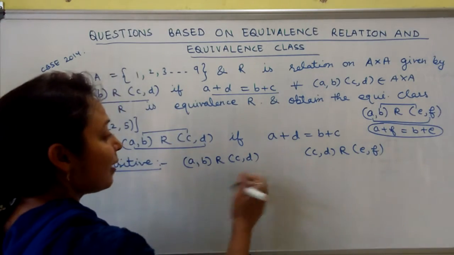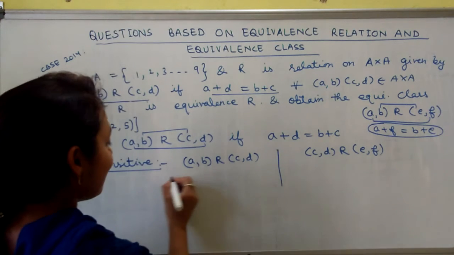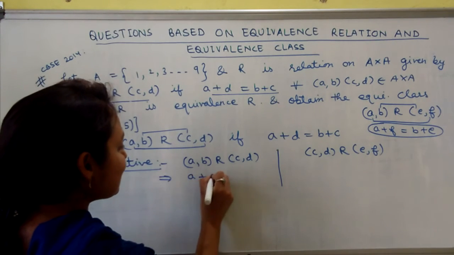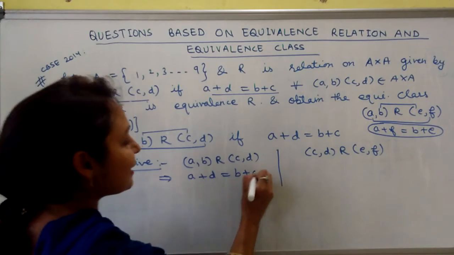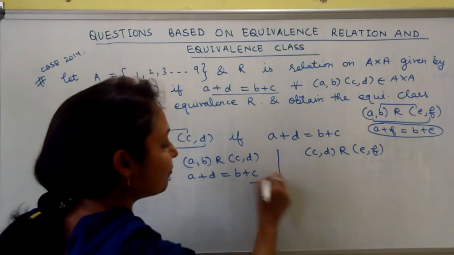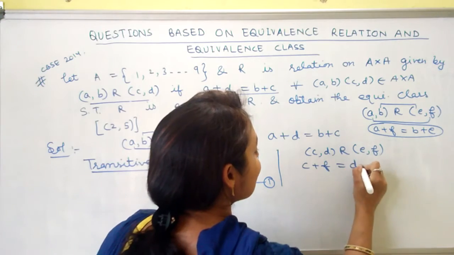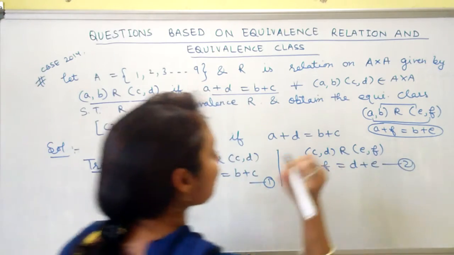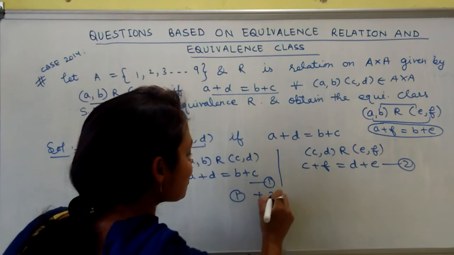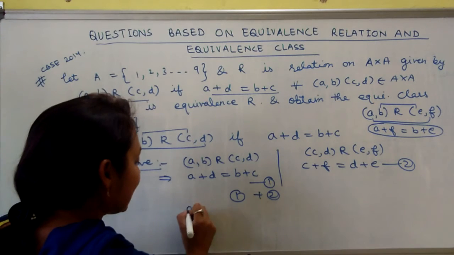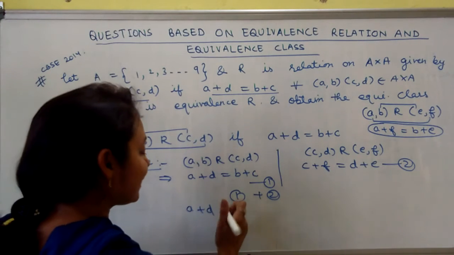Okay, come to the question. A plus D is equal to B plus C. This is equation number 1. C plus F is equal to D plus E. This is equation number 2. I will add 1 plus 2. What will happen? Left will be added to left.